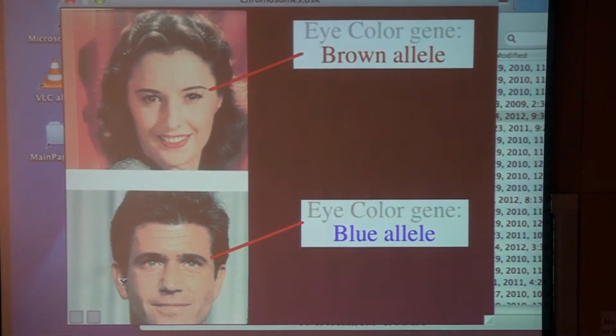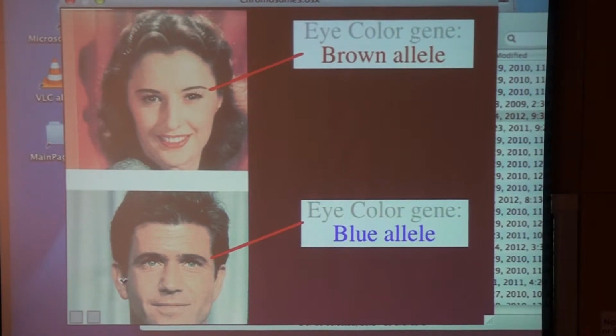Okay, so imagine that Mel and Barbara were your parents. We should all be so lucky. Then we'd be rich and famous or something. So if from Mel you inherited the blue allele for the eye color gene, and from Barbara you inherited the brown allele for the eye color gene.